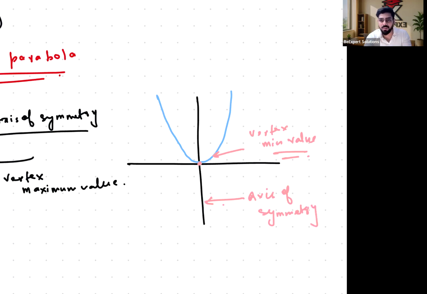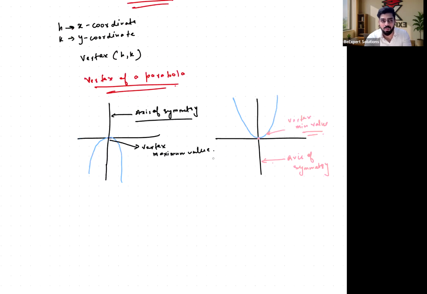That's pretty simple, right, guys? So we got an idea of what the axis of symmetry is through the vertex of the parabola. Now, there is one more thing you need to understand: what are the x-intercept and the y-intercept?